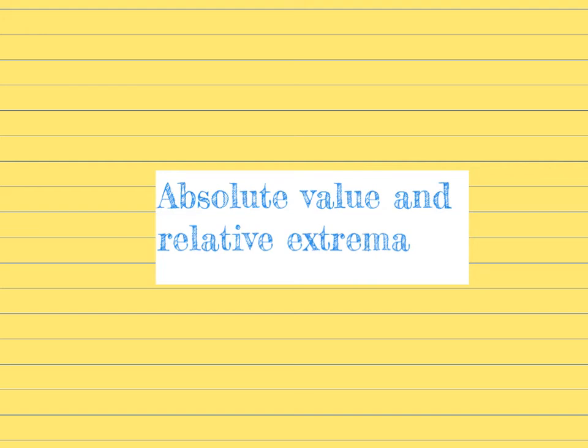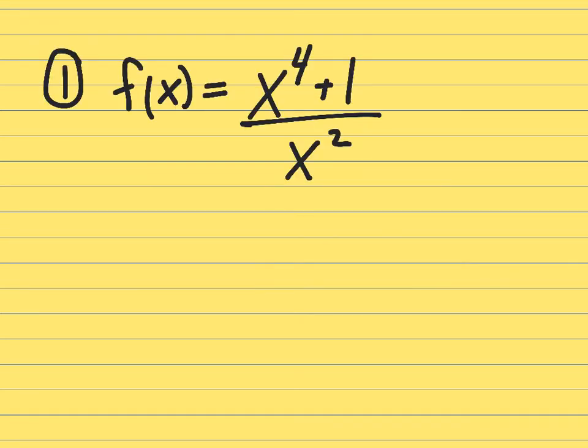Well, welcome back to our review on relative extrema, and we're also going to cover absolute value. So example 1, f of x equals x to the fourth plus 1 divided by x squared. So remember, our goal is to set the derivative equal to 0 and check to see if it's ever undefined.